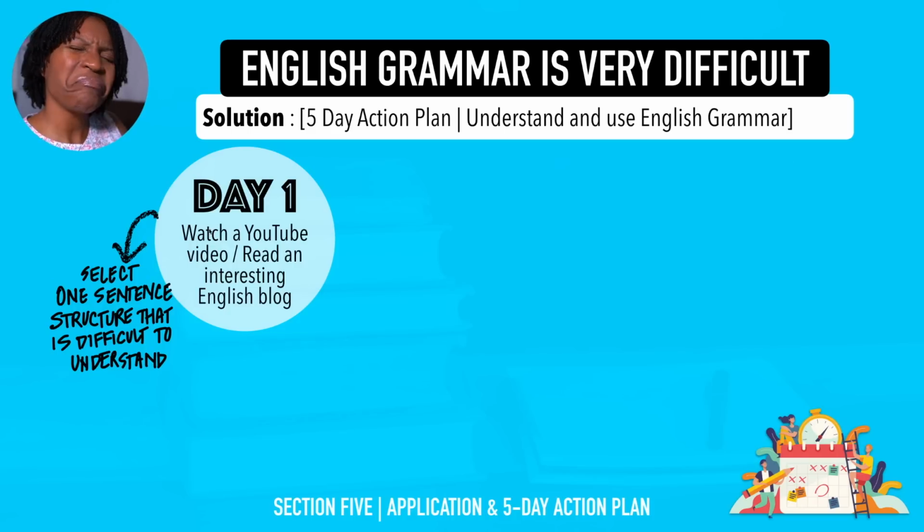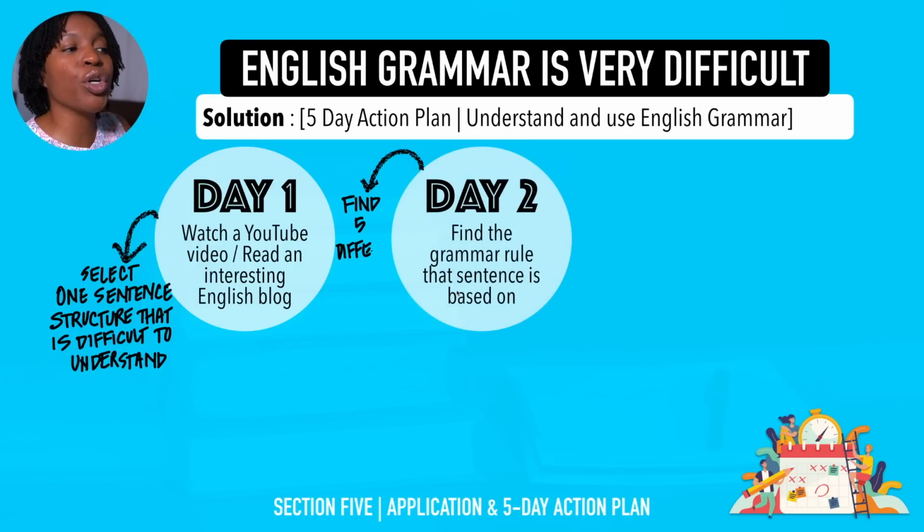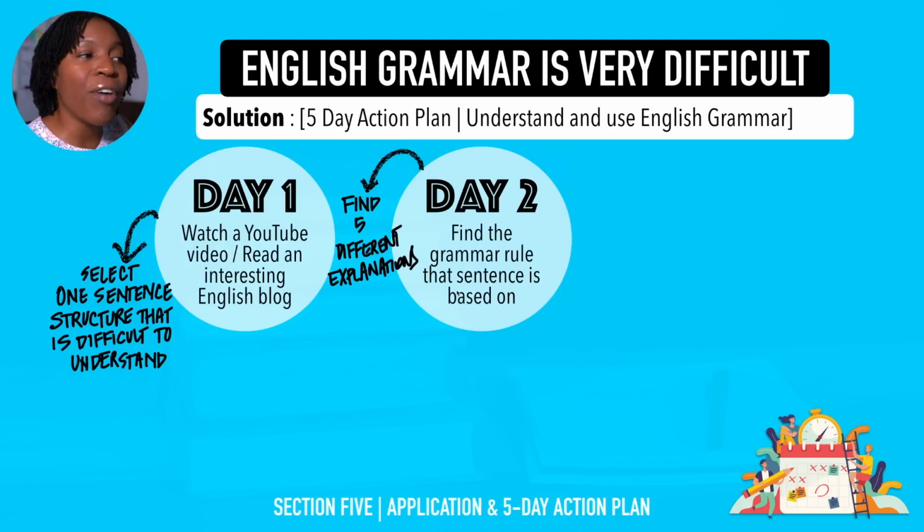On day 1, you can watch a YouTube video or read an interesting English blog. Remember, it needs to be about something you are interested in. Now, while you're watching the video or reading the blog, you need to select one sentence structure that is difficult to understand. On day 2, you're going to find the grammar rule that sentence is based on. Find 5 different explanations.